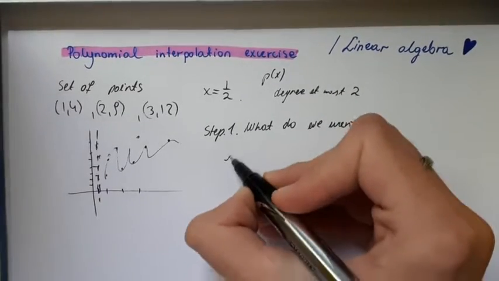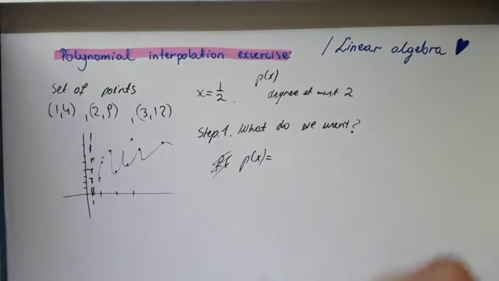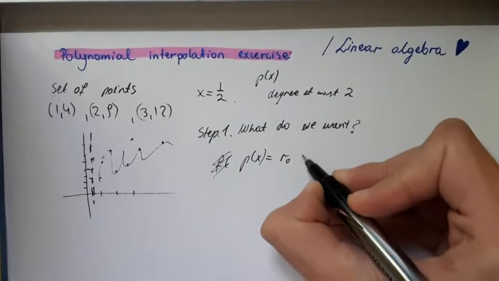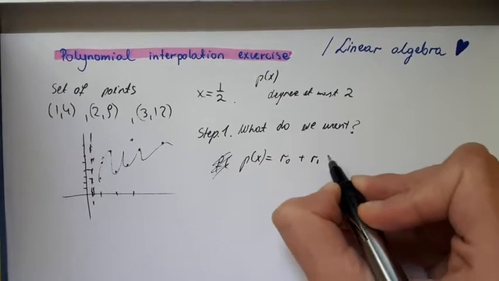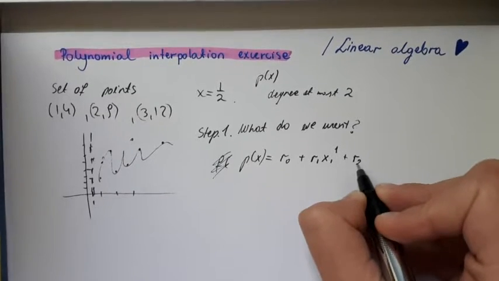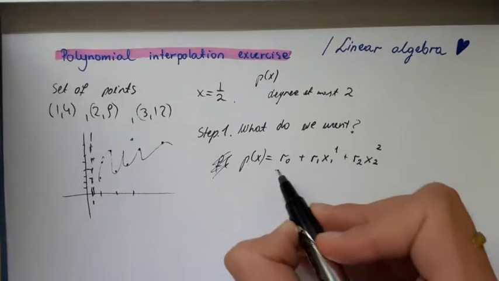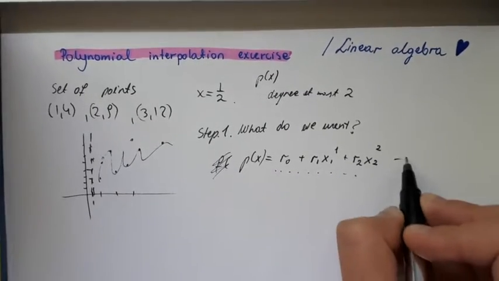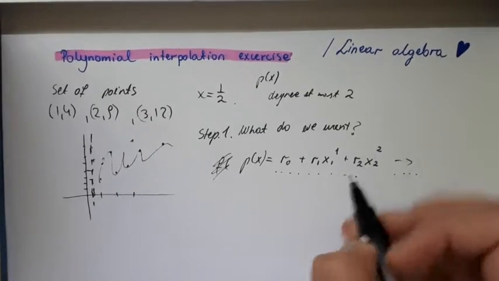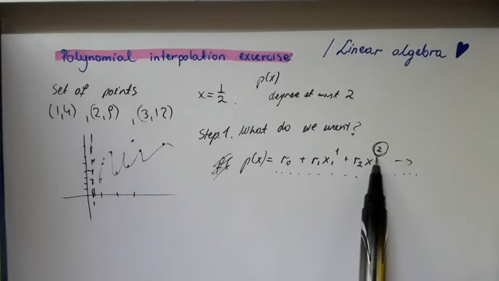We want p(x). So we're going to write r0 plus r1 x to the power of 1 plus r2 x to the power of 2. So that's basically, it can go on and on. That's your basic thing, and you stop writing this when x has a degree of 2.